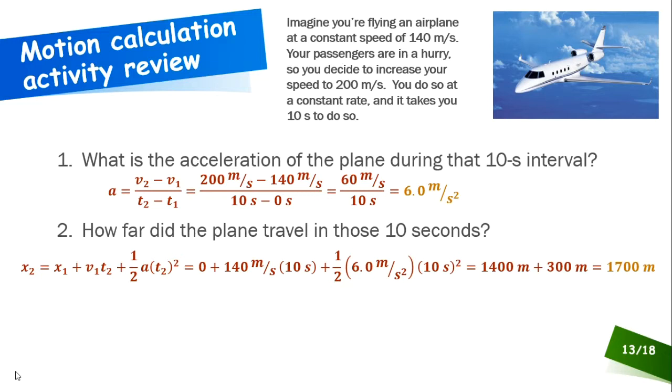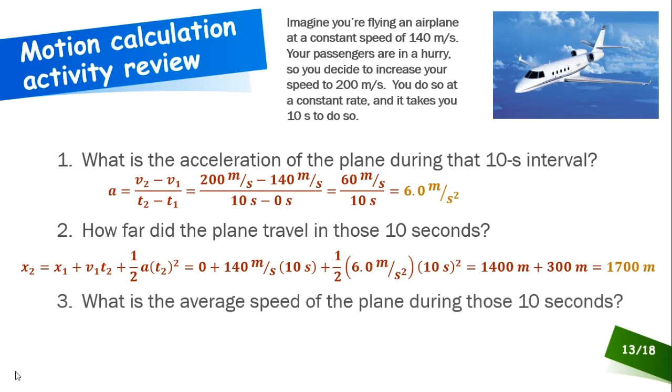So the first term is going to be 0. 140 times 10 gives us 1400. 1/2 times 6 times 10 squared gives us 300. So 1400 and 300 then add to give us a total of 1700 meters. This is how far the plane traveled in those 10 seconds.